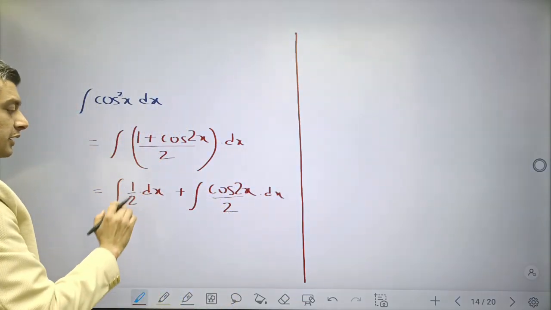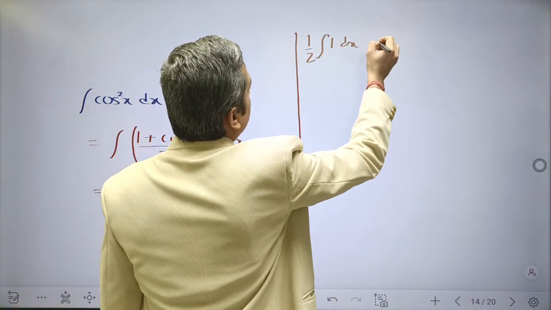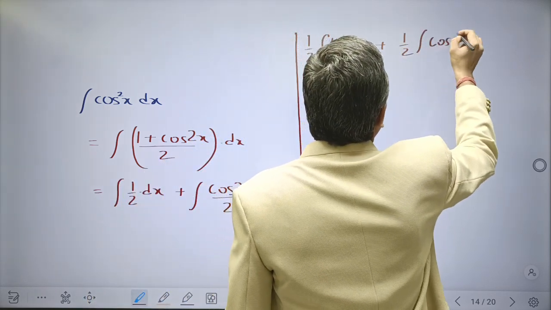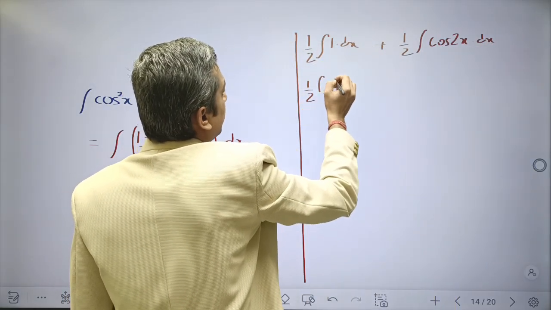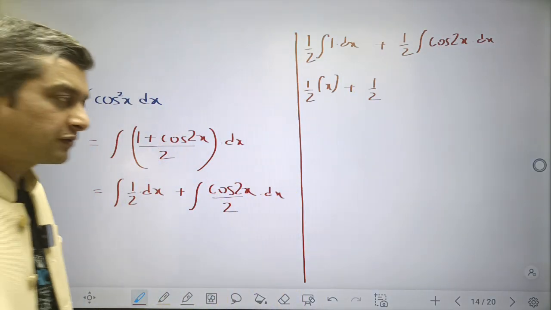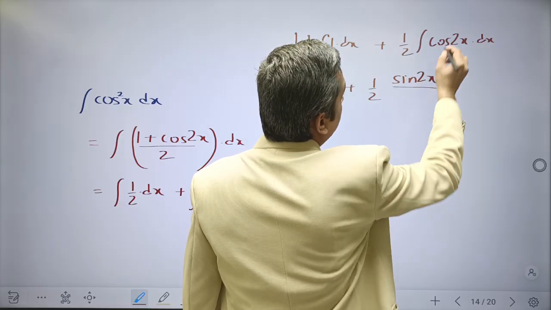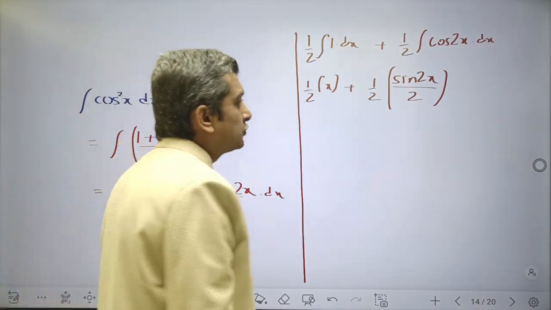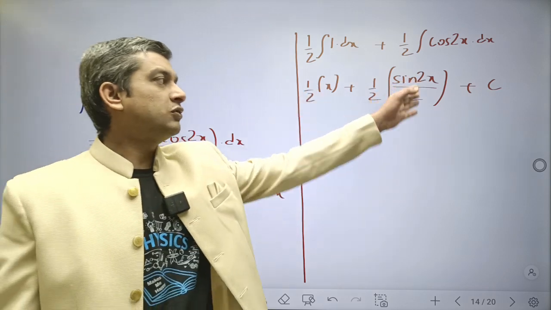So on further solving, this 1 by 2 dx, take 1 by 2 outside, so this will be integral 1 dx plus, take 1 by 2, this is a constant, outside the integration, here this is cos 2x dx. Here 1 by 2 into x, and again 1 by 2, and the integration of cos 2x is sin 2x divided by 2, isn't it? Remember the formula for cos of ax plus b. So I add the constant of integration c. So this is the solution, x by 2 plus sin 2x by 4 plus c.